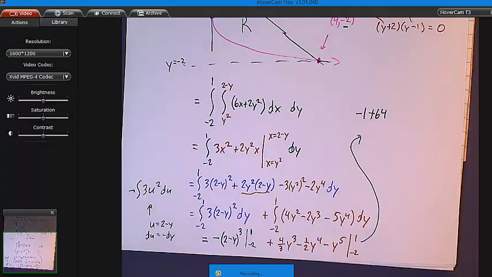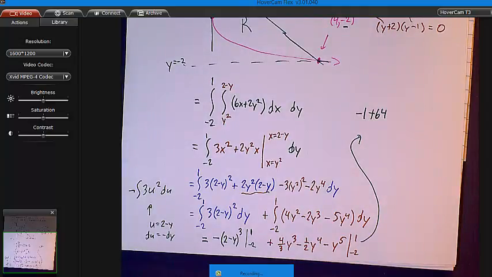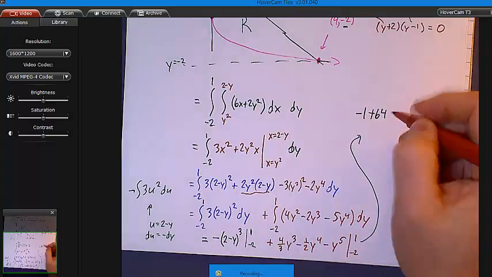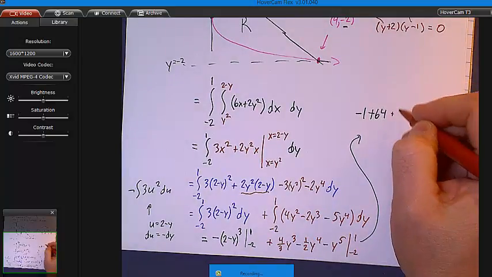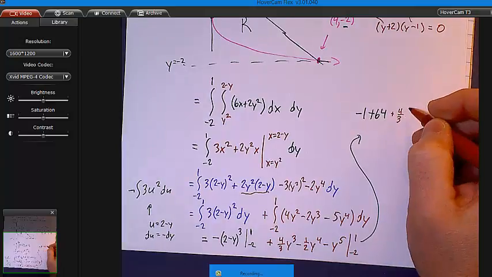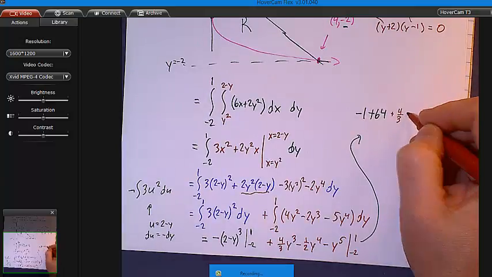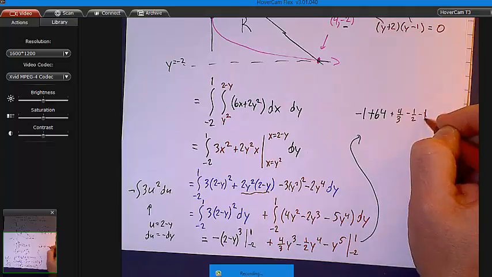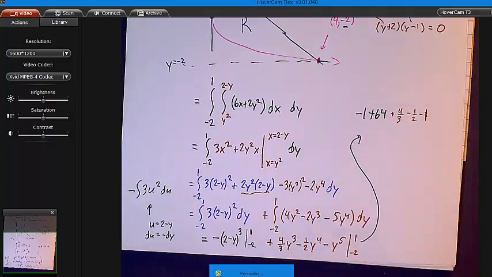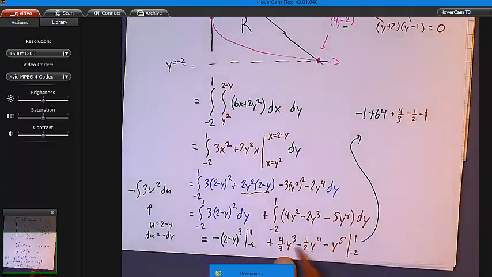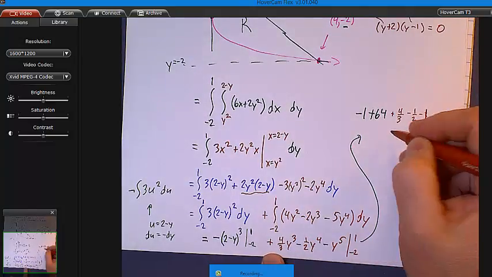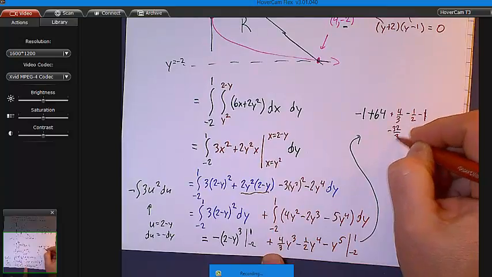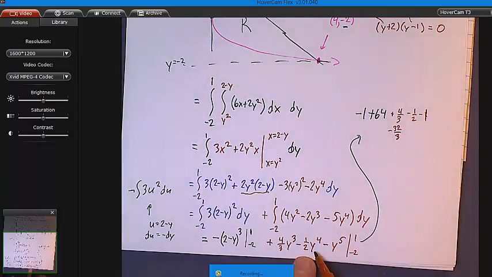And now I'll try the browns. Plugging in 1 works out really nicely. 4/3 minus 1/2 minus 1. And now when I plug in negative 2, let's see. Negative 2 cubed is negative 8, so I'm getting minus 32/3. Negative 2 to the 4th power is positive 16. Divided by 2 is positive 8, so negative 8.